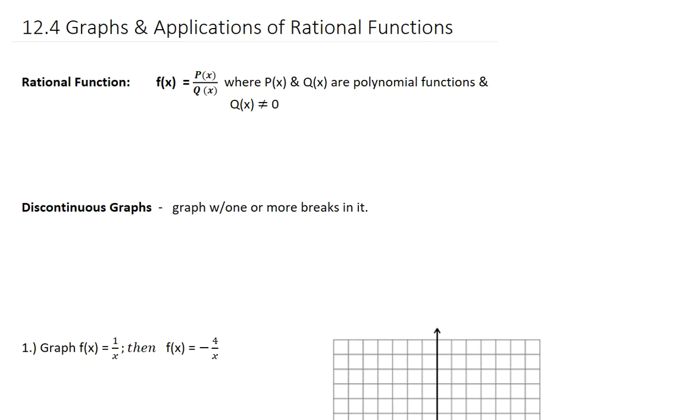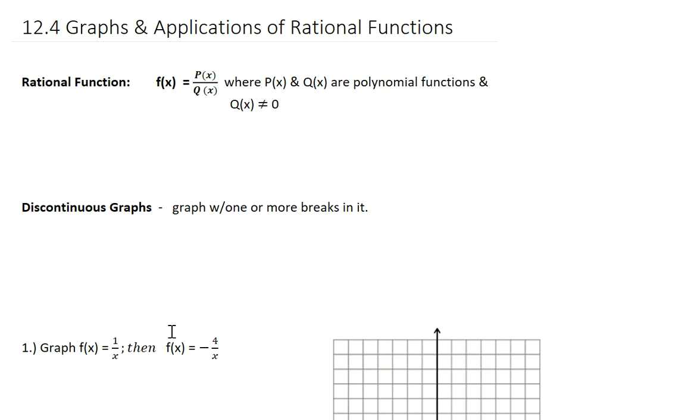In 12.4, we're going to talk about doing more graphs, but more specifically, rational functions. A rational function is defined as f of x equals p of x over q of x, where p of x and q of x are polynomial functions, and where also q of x cannot equal 0, meaning the denominator can't equal 0. These are going to provide us with graphs that are considered discontinuous graphs, and those are graphs with one or more breaks in it. And you'll see once we start actually doing the graphs what that looks like.